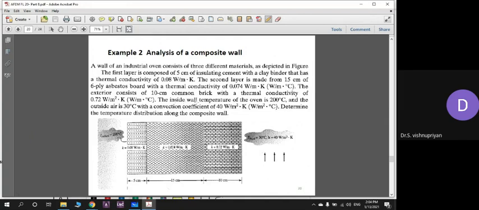The inside wall temperature of the oven is 200 degrees Celsius and the outside air is 30 degrees Celsius with the convection of 40 watt per meter square Kelvin. So this outside temperature of the air is 30 degrees and the convection coefficient is 40. Okay, the inside temperature of the oven is 200 degrees Celsius. So the question says find the temperature distribution along the composite wall.